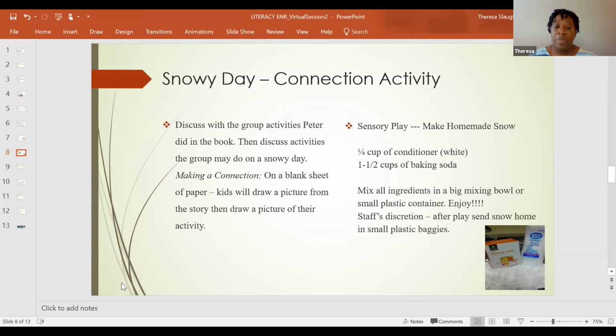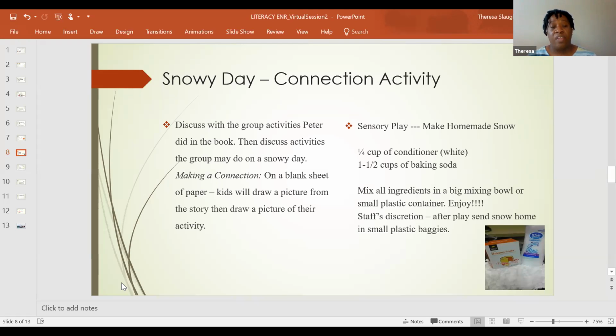And then the connection piece is, you would give them a blank sheet of paper and have them draw a picture on one side of what Peter did, and then on the other side, draw a picture of what they would do, their activity that they would engage in. Or you can just simply say, here's a sheet of paper. I want you to create your own activity that you do on a snowy day. All right.